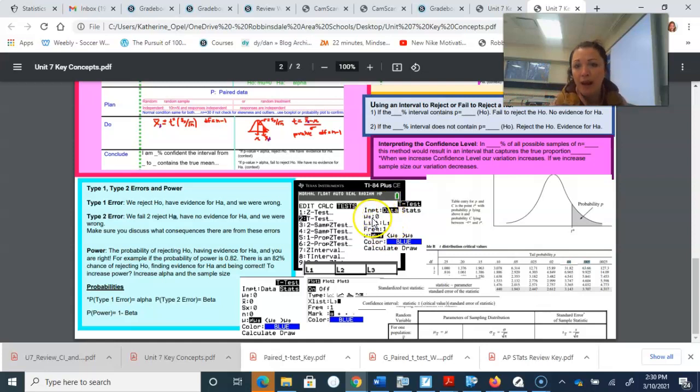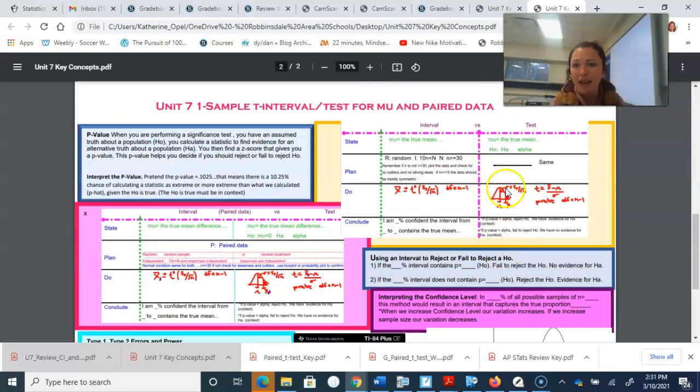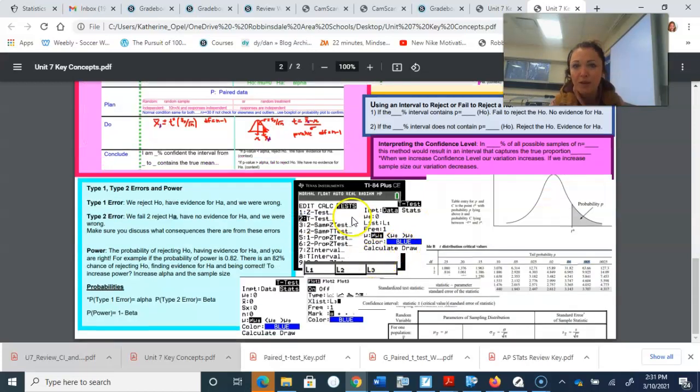List L1, and this mu naught or mu sub 0, that's where you put what the null hypothesis is. Whatever you put for the center of your distribution, whatever that mu value is, you put that right here. Frequency you leave as 1, and then you put where your alternative is right here. So if it's a not equal, a less than, or a greater than, and then go ahead and calculate.